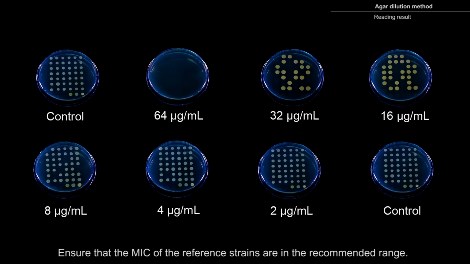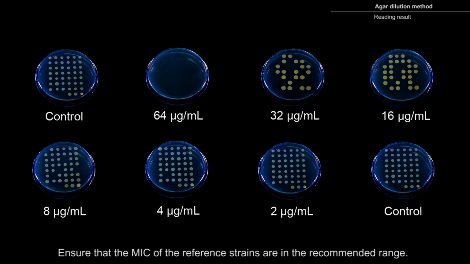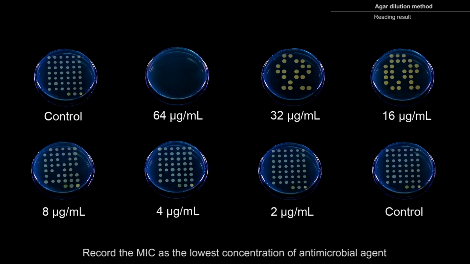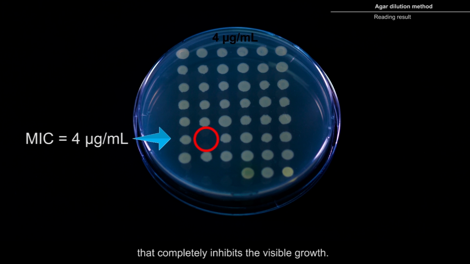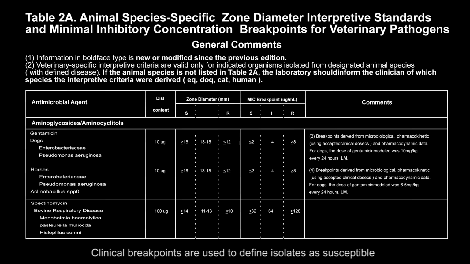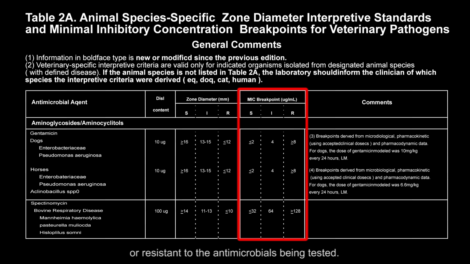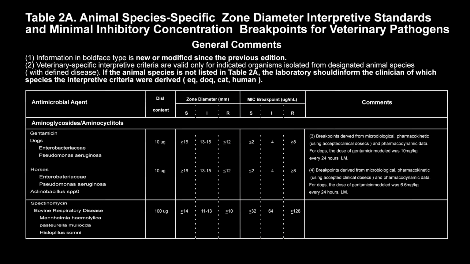Ensure that the MICs of the reference strains are in the recommended range. Record the MIC as the lowest concentration of antimicrobial agent that completely inhibits the visible growth. Clinical breakpoints are used to define isolates as susceptible or resistant to the antimicrobials being tested.